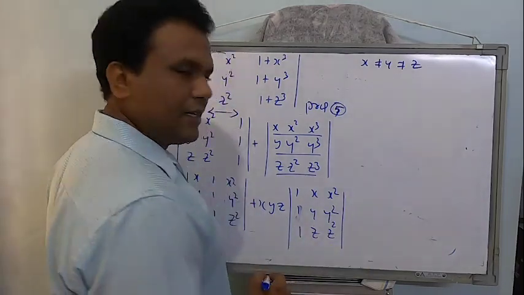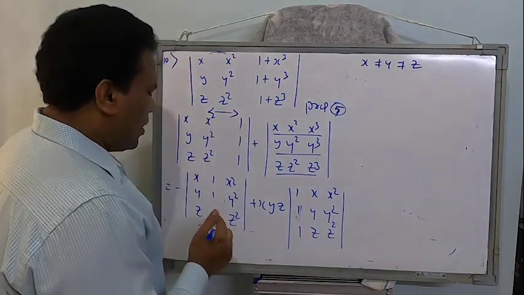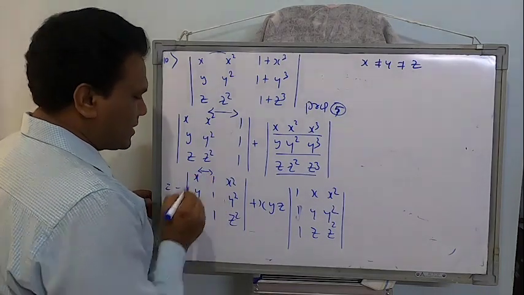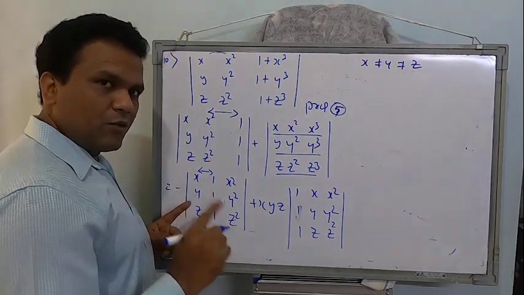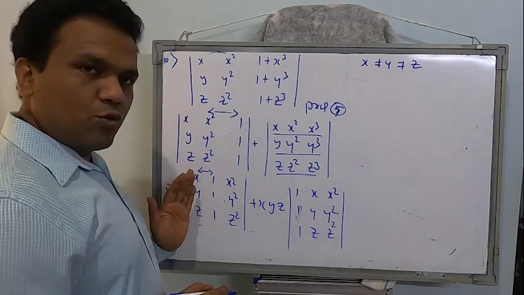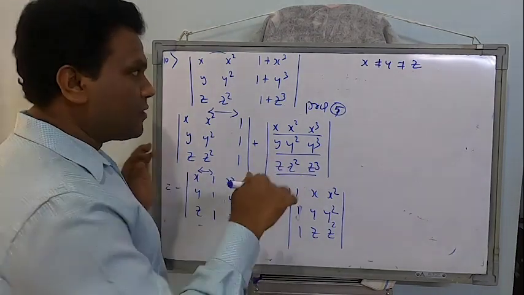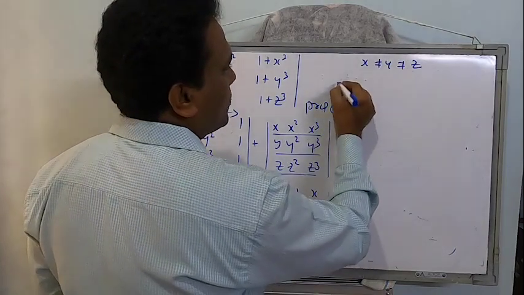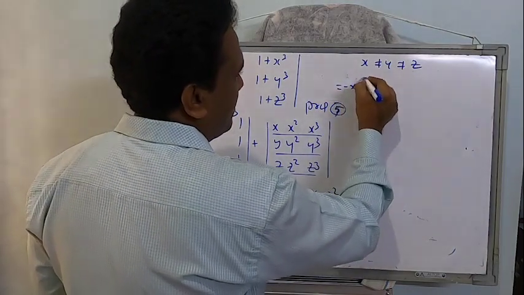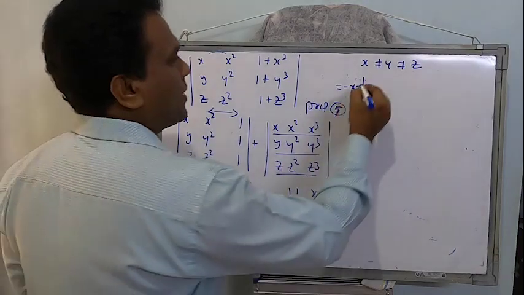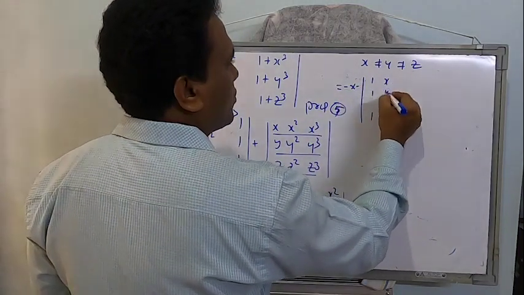Correct? Fine. Okay. Now what I will do, I will interchange these two once again. I already have a minus sign by using property number 2. When I interchange 2 columns or 2 rows, there will be a minus sign. Correct? Now if I interchange once again, there is one more minus sign. So what happens to that now? So minus multiplied by minus, correct? So here it's going to be 1, 1, 1, x, y, z.